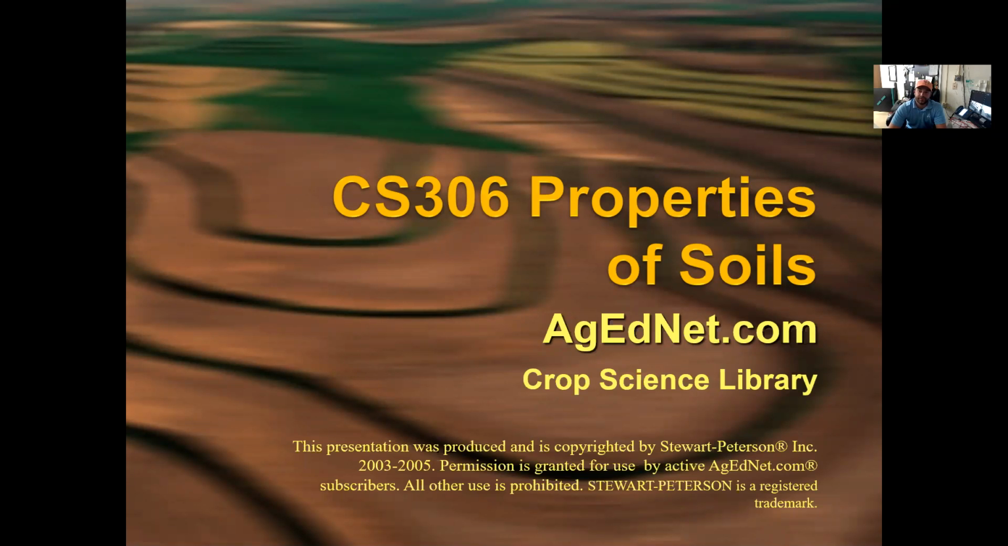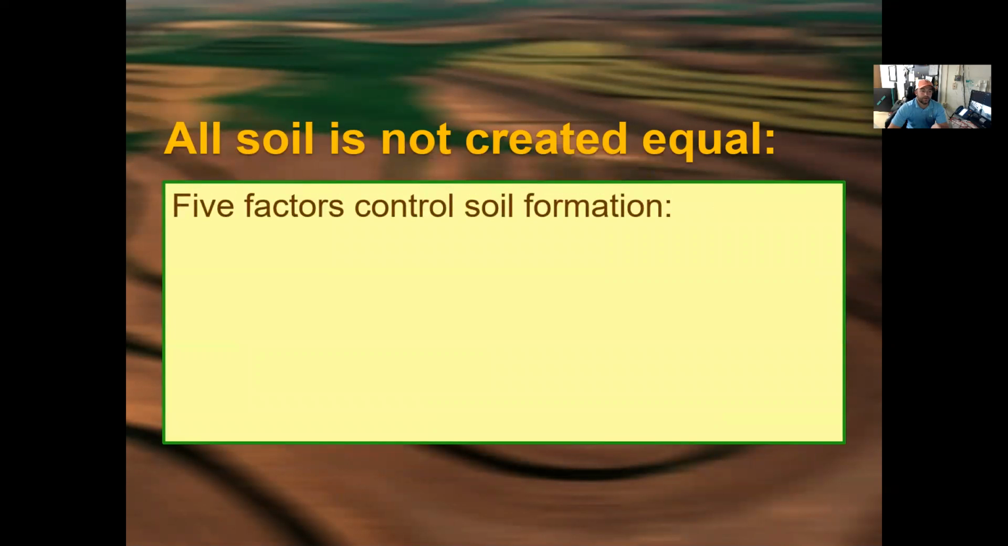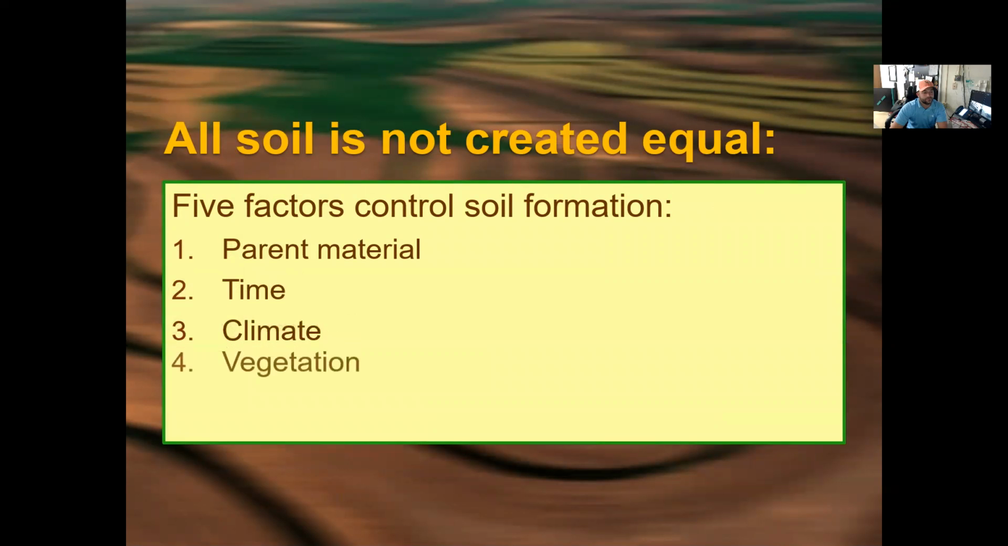Dan coming to you from the Landscape Design Classroom, and today I'm going to talk to you about properties of soils. So, all soils are not created equal. We have 5 different factors that control soil formation. That's parent material, time, climate, vegetation, and topography.